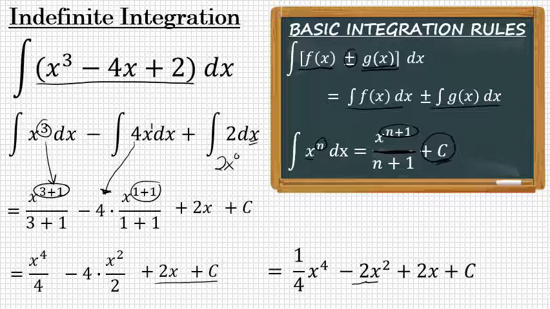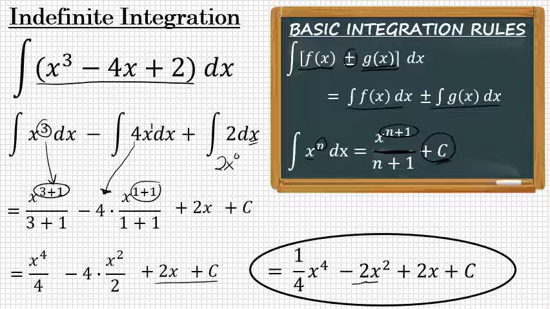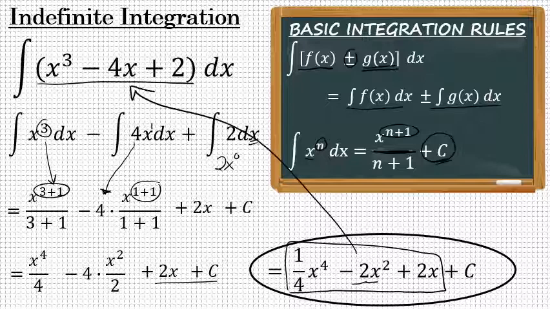The indefinite integral of x to the third minus 4x plus 2 dx is equal to 1/4 x to the fourth minus 2x squared plus 2x plus c. You could check your result by differentiation. If you took the derivative of 1/4 x to the fourth minus 2x squared plus 2x, this derivative is equal to the expression you were finding the integral of in the original problem.